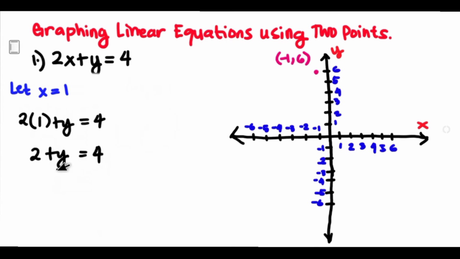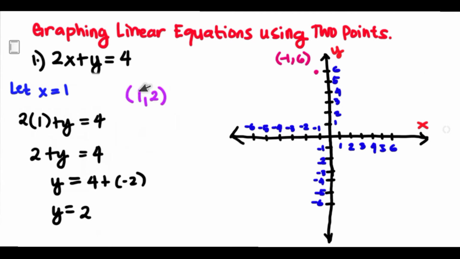Using addition property of equality, magiging y na lang siya. And then, 4, si positive 2 ay magiging, mag-add tayo dito ng negative 2. So, y is equal to 4 plus negative 2, that is 2. Okay, so yung point natin na pangalawa is 1 and 2. Dahil yung value ng x ay 1 at yung value ng y naman ay 2. So, 1, 2. Hanapin natin yung positive 1 sa x, ito po. And then yung positive 2 naman sa y, ayan. So, ito po yun.